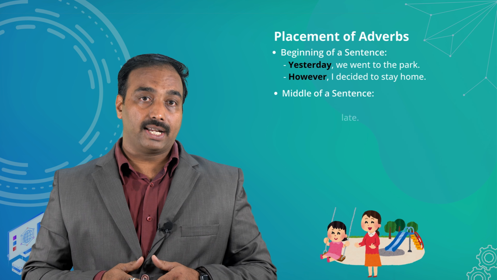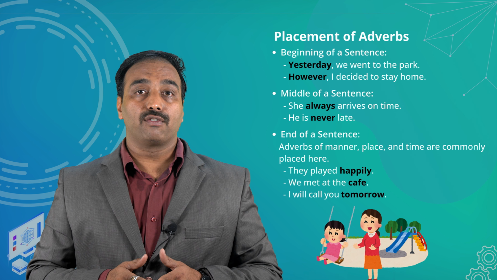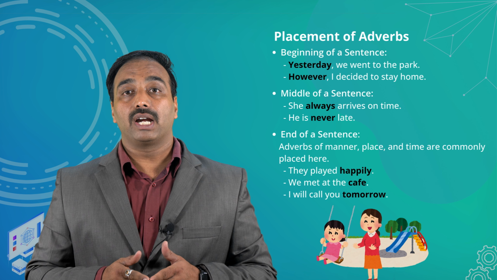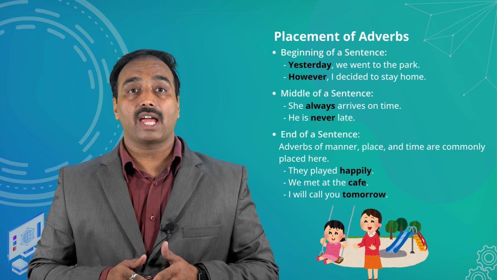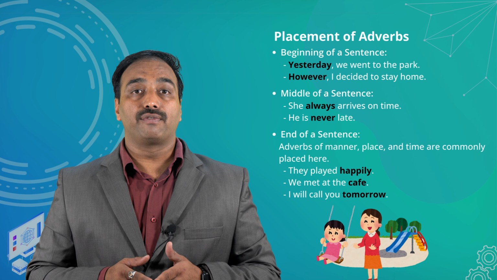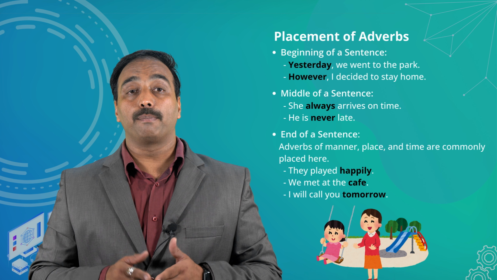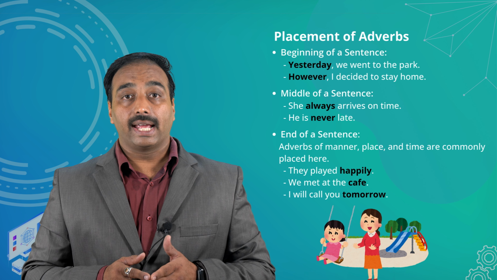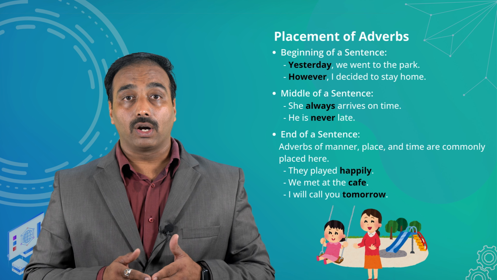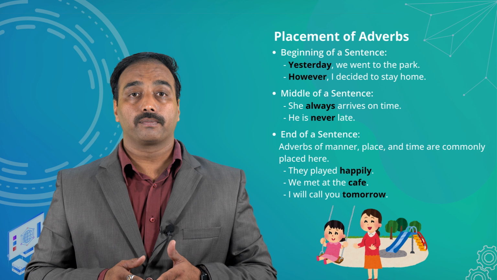Placement of adverbs in sentences. The position of an adverb can alter the meaning of a sentence and is essential for clarity. While some adverbs are flexible in their placement, others have more rigid positions. Beginning of a sentence. Adverbs of time and conjunctive adverbs often appear here. Example, yesterday we went to the park. However, I decided to stay home.